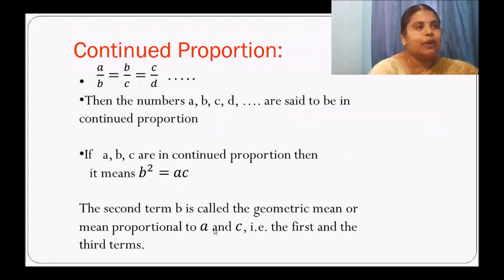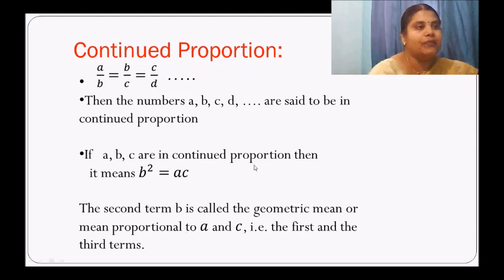Next, continued proportion. Here A by B is equal to B by C is equal to C by D and so on. Then the numbers A, B, C, D are said to be in continued proportion. If we take the example of three numbers A, B, C in continued proportion, then it means B square is equal to AC, where B is called the geometric mean or mean proportional to A and C.